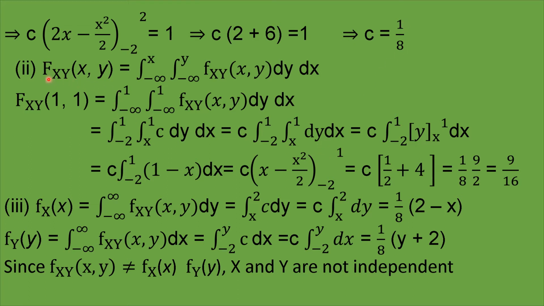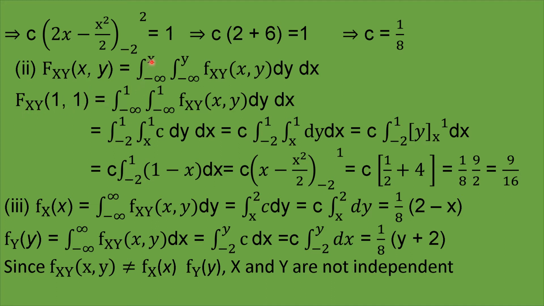Second part, the joint CDF Fxy of x comma y is, by definition, the formula: integral from -infinity to x, integral from -infinity to y, fxy of x comma y dy dx. But x is from -2. Outer integral with respect to x, and the region starts from -2. Y starts from x. So now we want Fxy at 1 comma 1. So put x as 1 and y as 1.